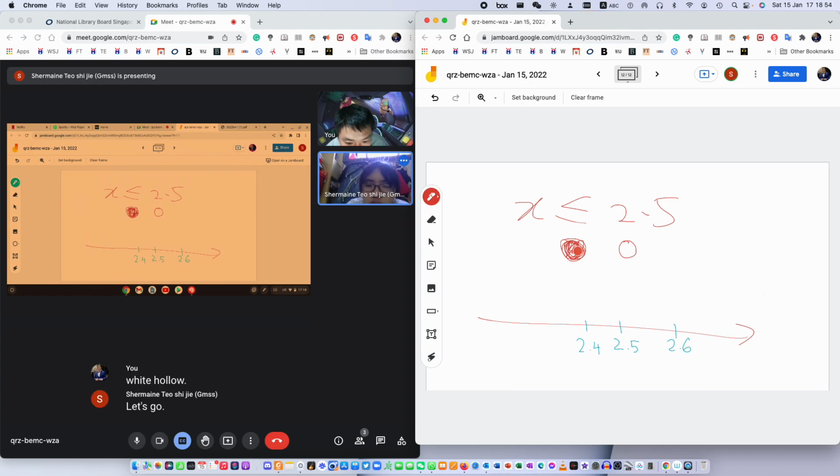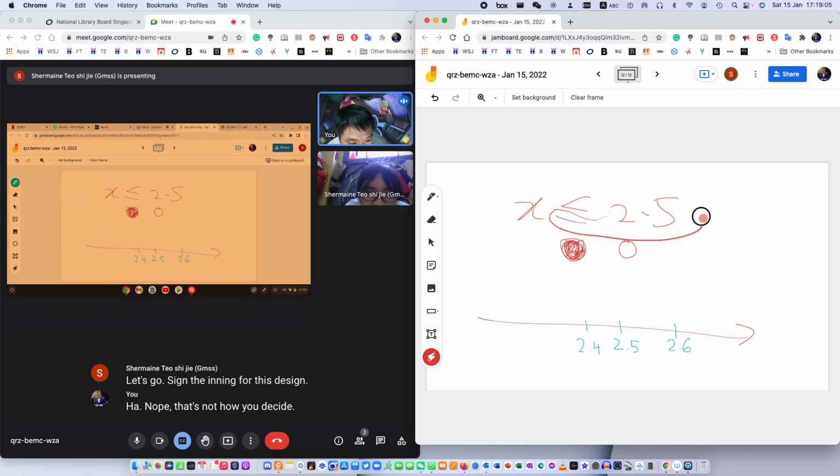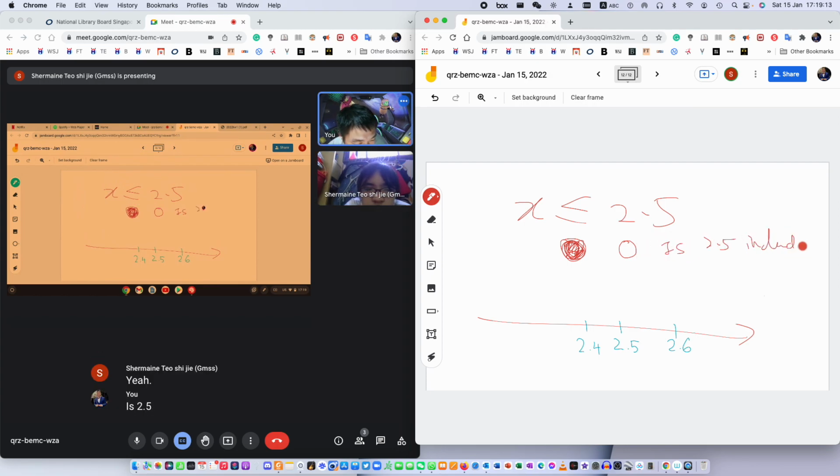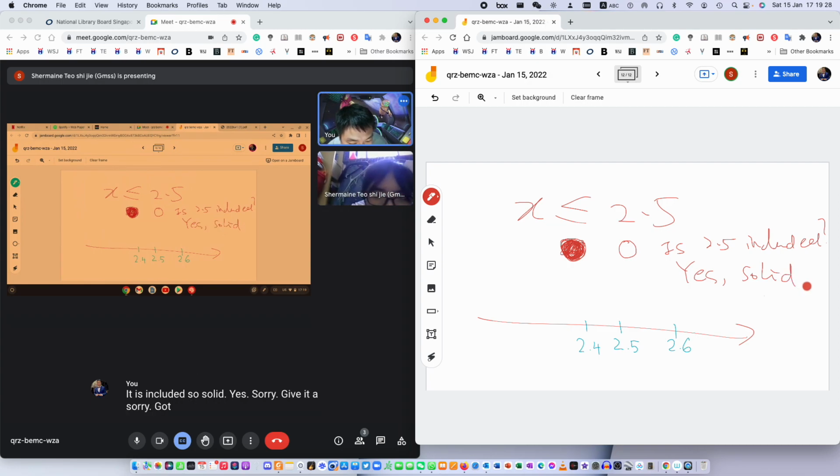What's the sign, the inequality sign? Nope, that's not how you decide. Ask yourself, is 2.5 included? Yes. If it's included, so solid. Yes, solid. Give it a solid dot. Okay, good. Less, to the left or to the right? To the left. Go, arrow to the left.